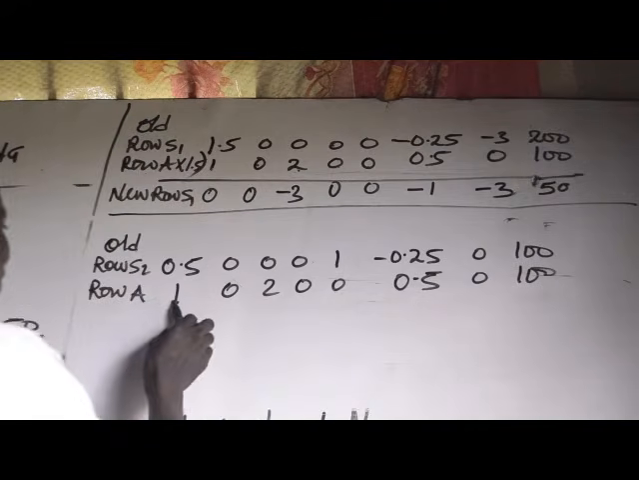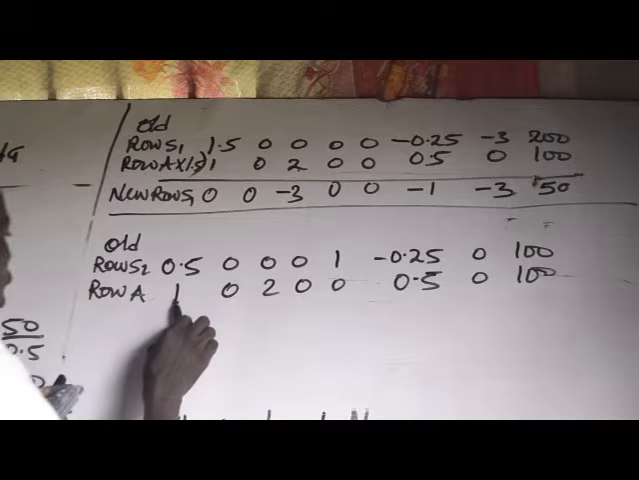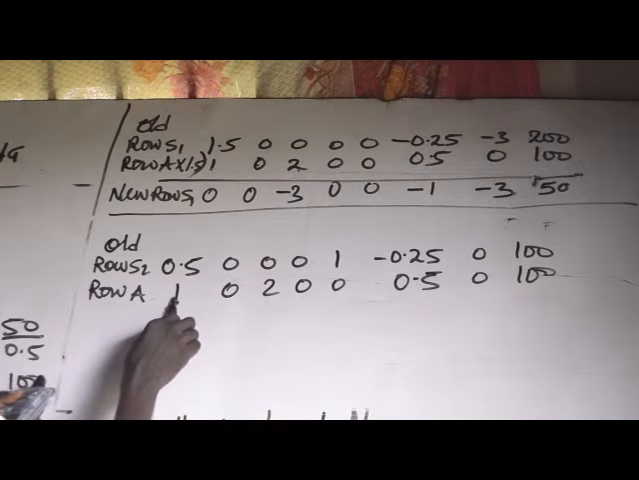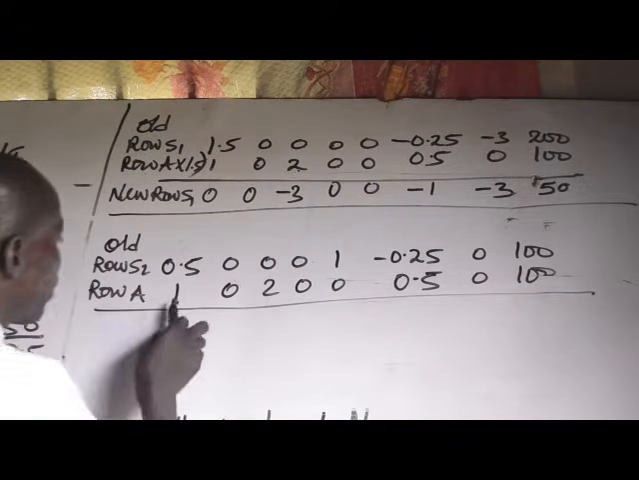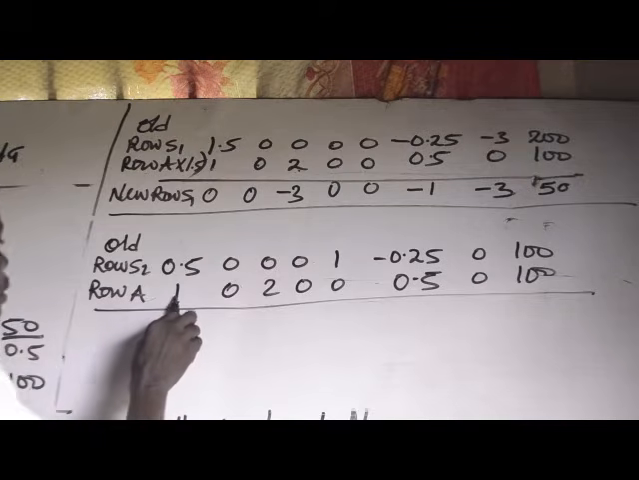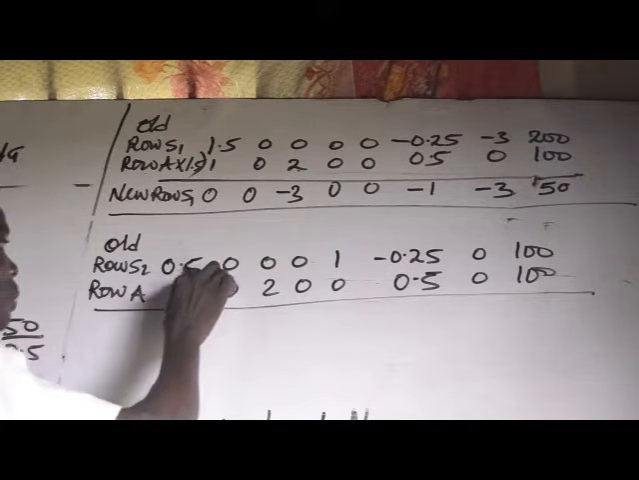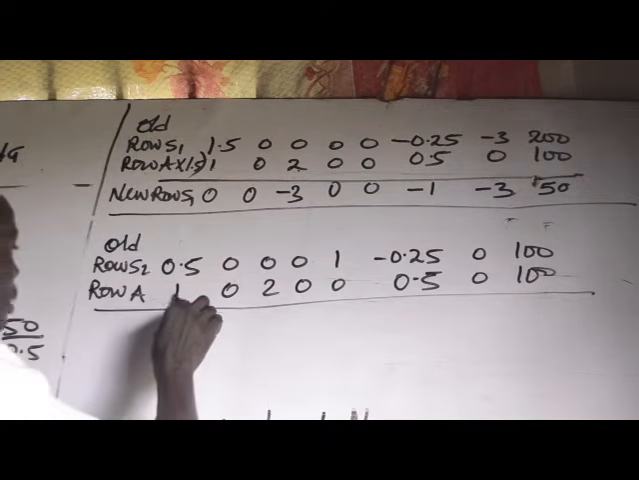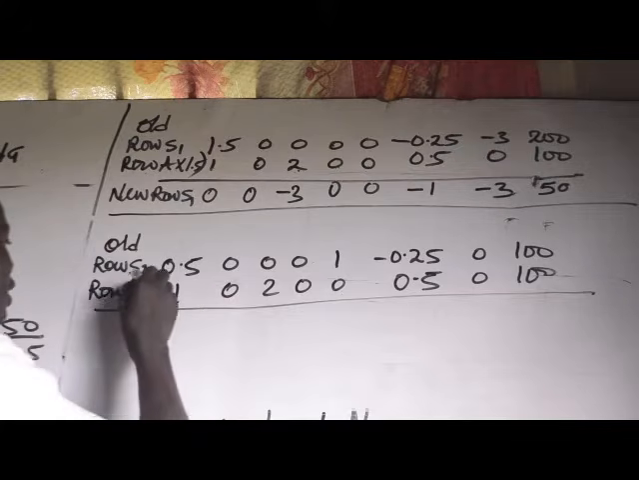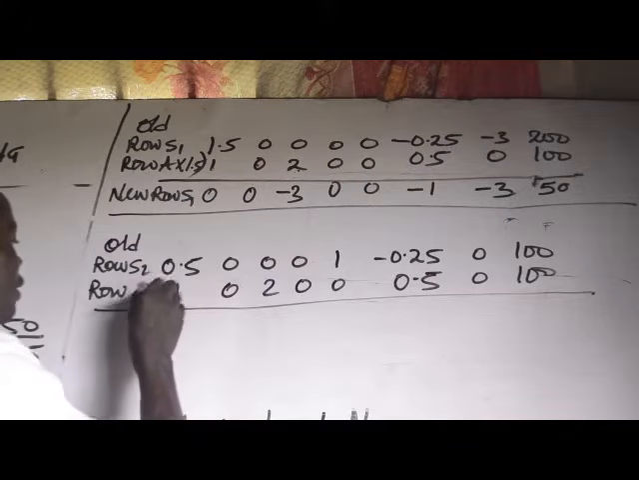Our target is to turn this to a 0. For this column to be 0, you have to multiply the 1 you have here. Because if you say 0.5 minus 1, it will give us minus 0.5, and you want to have a 0. You have to multiply the 1 here by 0.5.